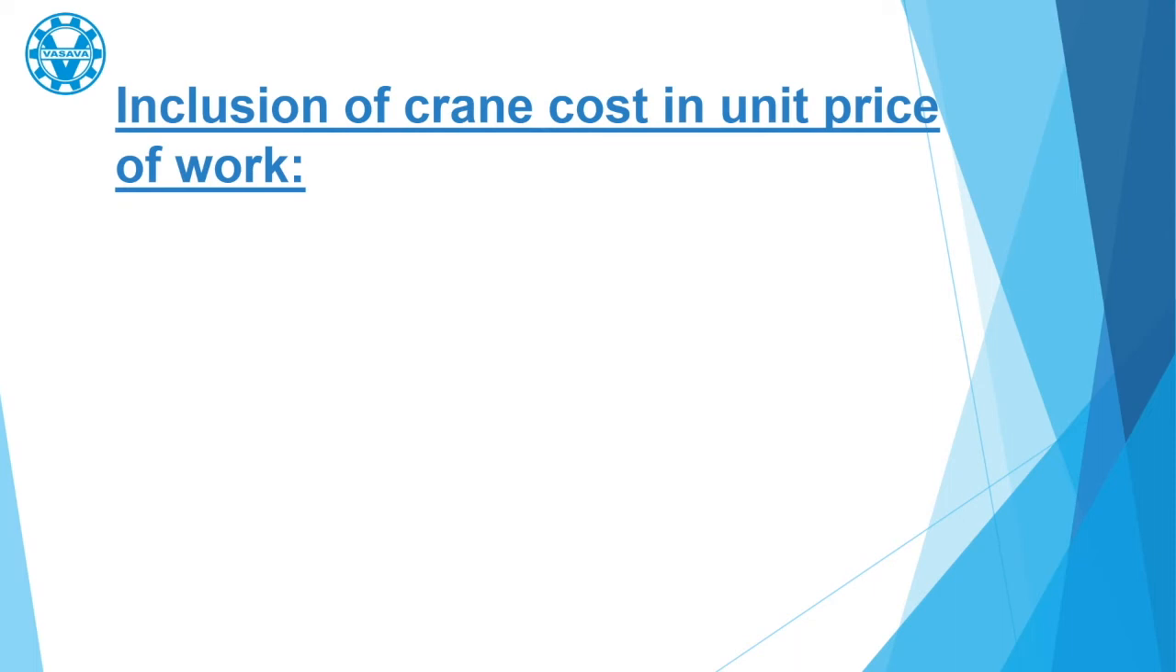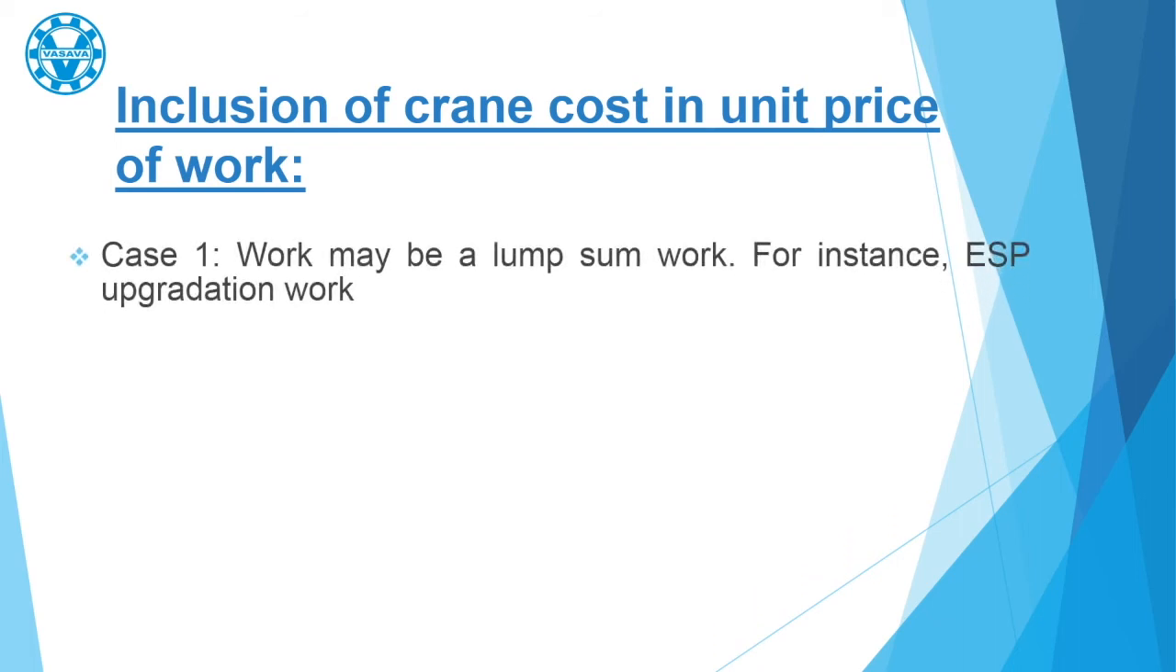One more point: in the second case, where the crane cost is included in the unit price of work, there may be two different cases. Number 1. The work may be a lump sum work. For example, ESP upgradation work on lump sum basis, and the crane cost is on lump sum basis, and both are added. Here the quantity of work is not variable. After completion of work the billing amount of work is fixed and the billing amount of crane is also fixed, of course included together as one price entity.